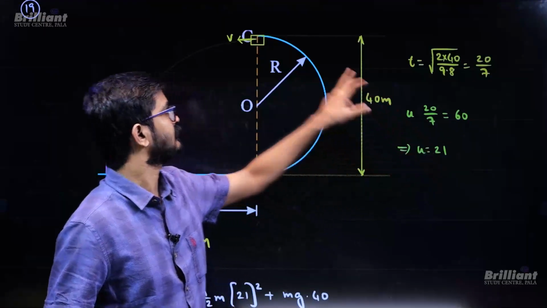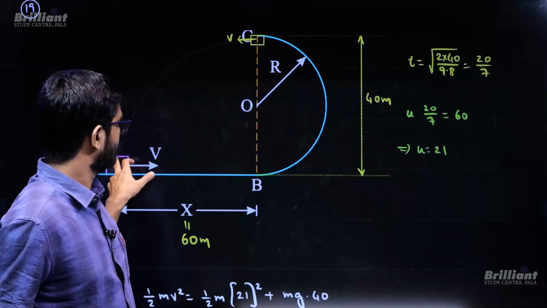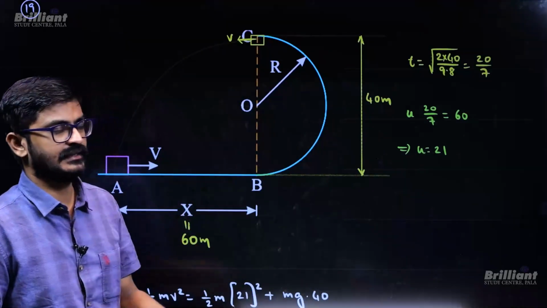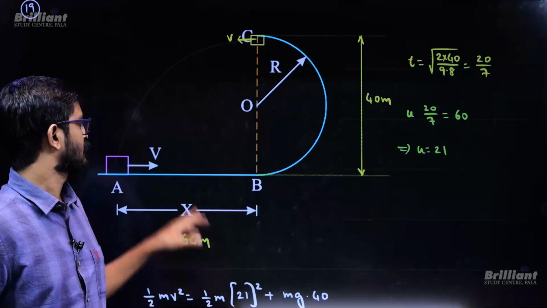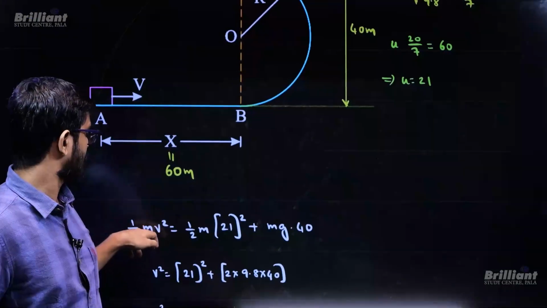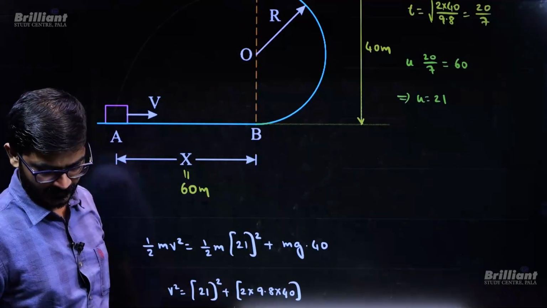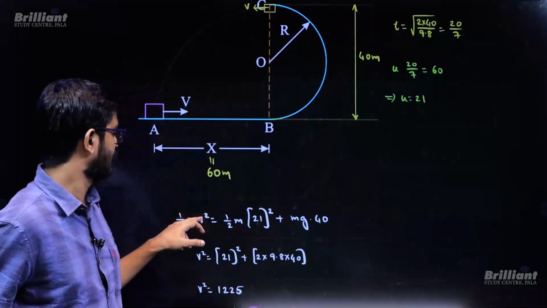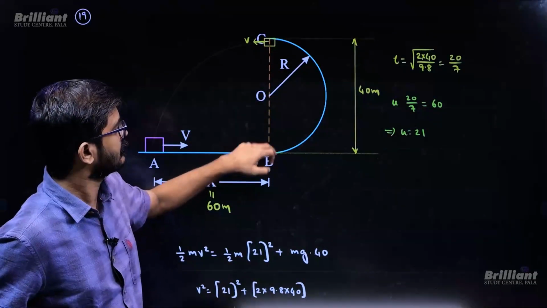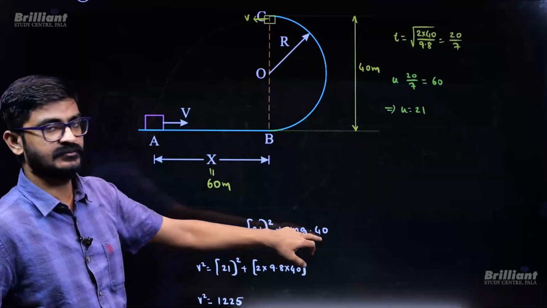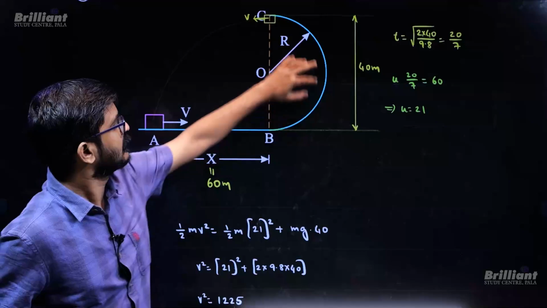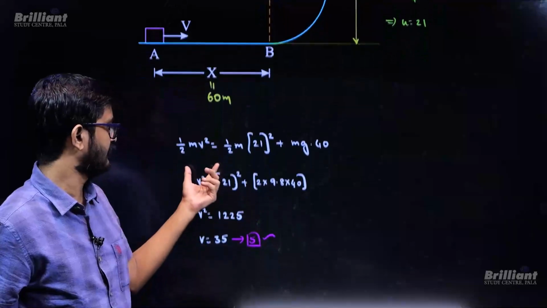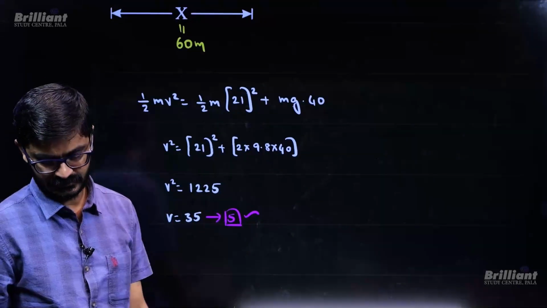Once you get the velocity here as 21, I can do energy conservation between this point and this point. In this entire motion, mechanical energy conservation is valid because friction is not there. So the initial kinetic energy is going as the kinetic energy there, that is half m into velocity square there, 21 square, plus the potential energy there, mg into 40. Now the only variable is v. When you solve for v, you will get the answer, right?